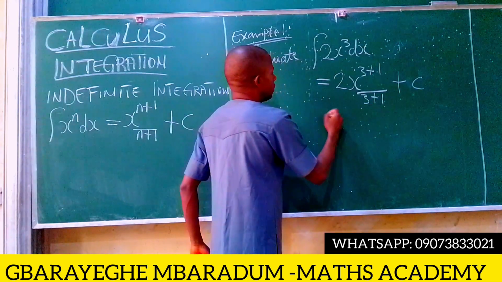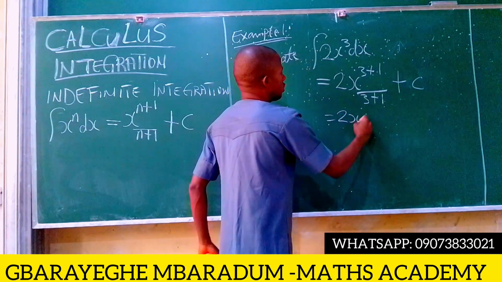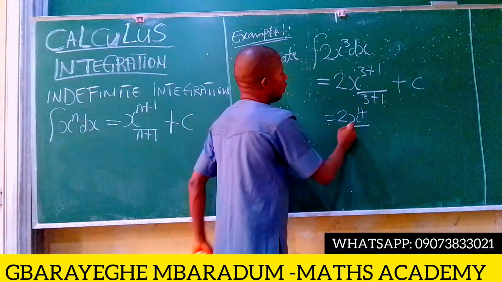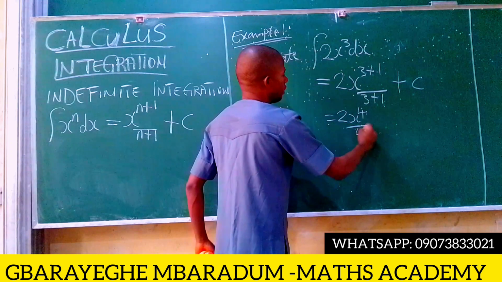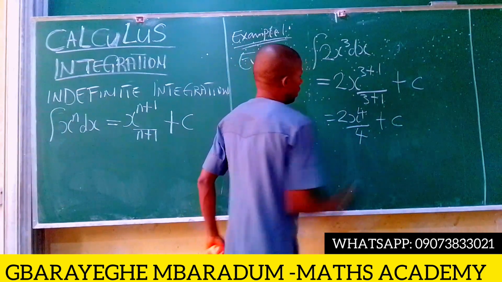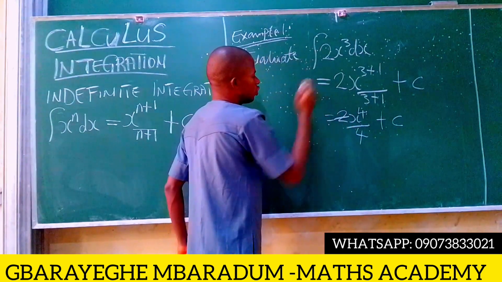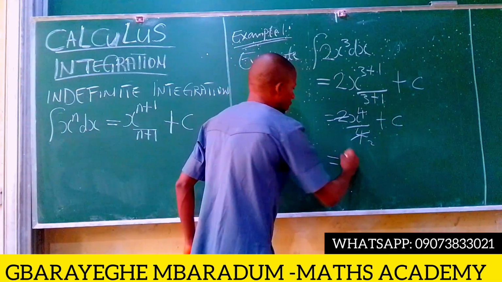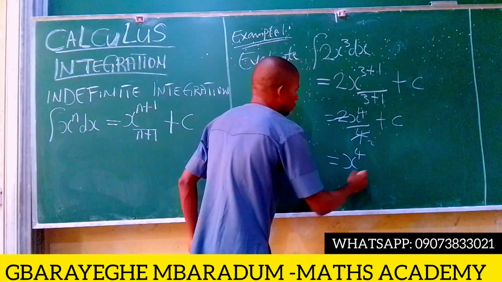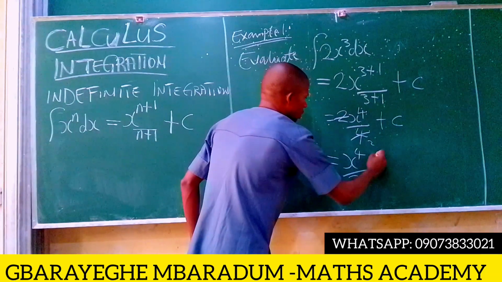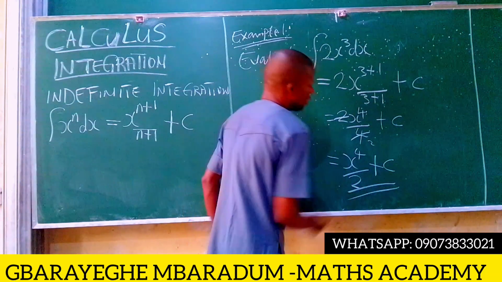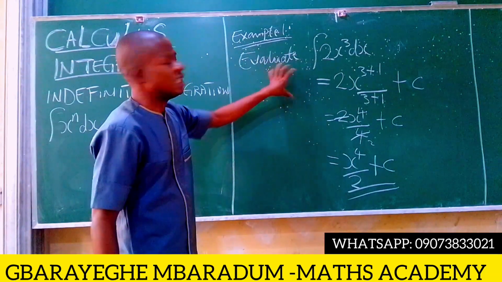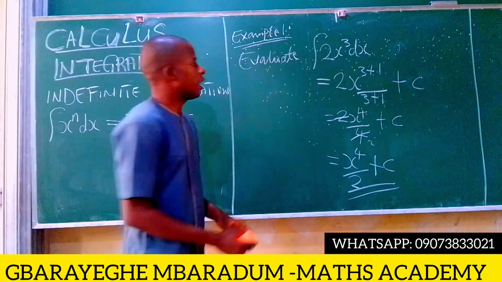Now this becomes 2x to the power of 3 plus 1, which is 4, all over 3 plus 1, which is 4, plus C. Now 2 goes into 2 one time, and 2 goes into 4 two times. So we're going to have x raised to the power of 4 all over 2 plus C, and this is the final answer. This is how to evaluate this kind of question using the indefinite integration method. Now let's look at example 2.